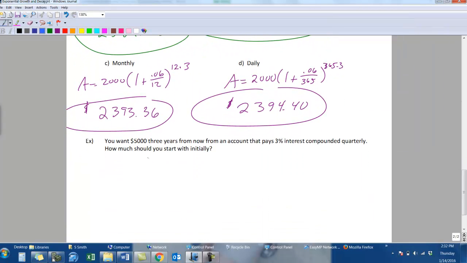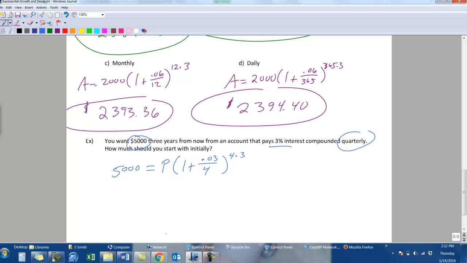Now, what if we want to find out how much we're supposed to start with? We want $5,000. How much do we have to start with if we're going to put it in an account that pays 3% compounded quarterly? Well, we want 5,000. So that's the amount in the account. But they're asking how much do we start with? That's our initial value. That's P, our principal. Then it's going to be 1 plus our interest rate, 0.03 divided by quarterly 4, raised to the 4 times 3 years, right?